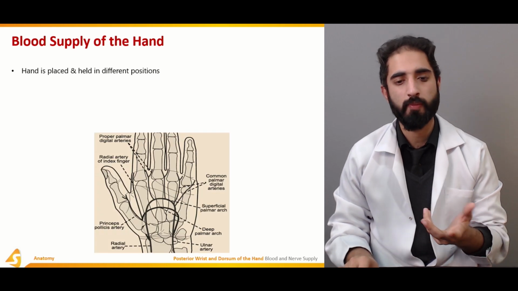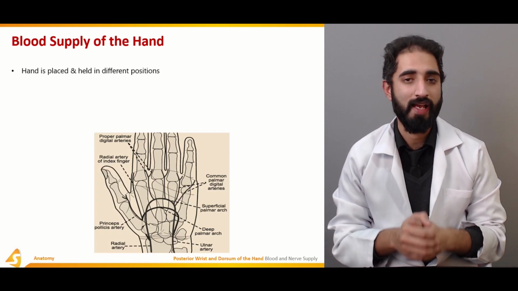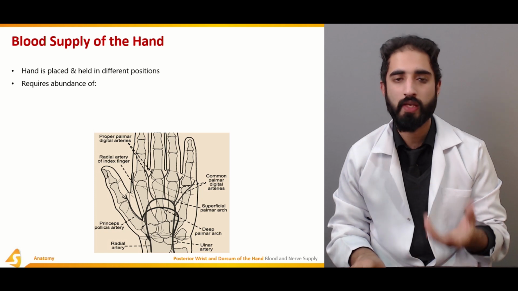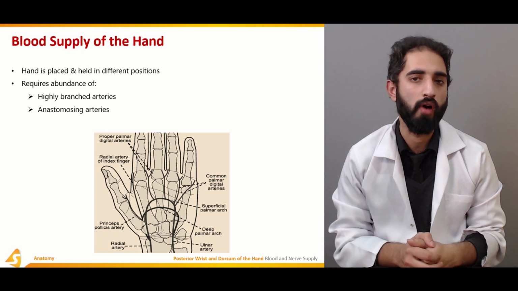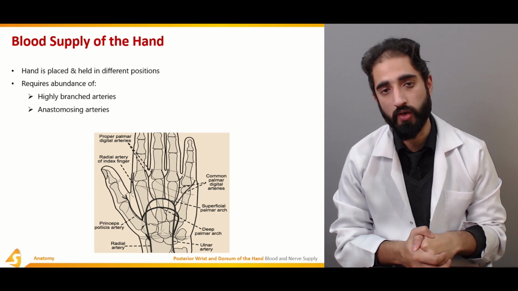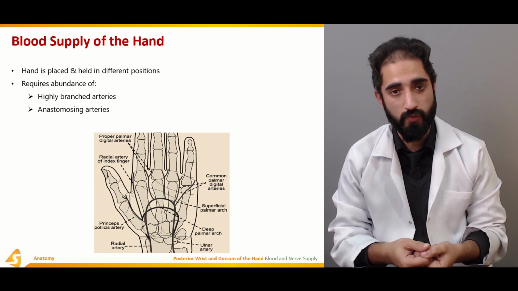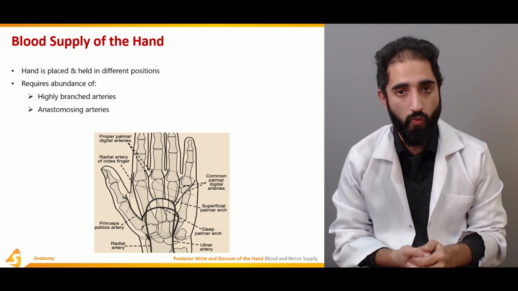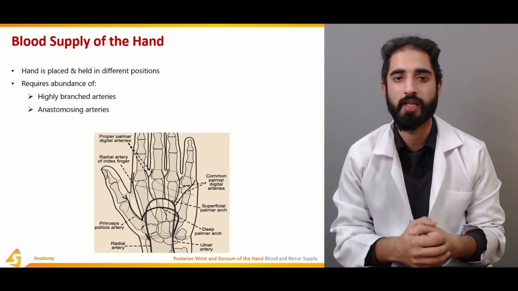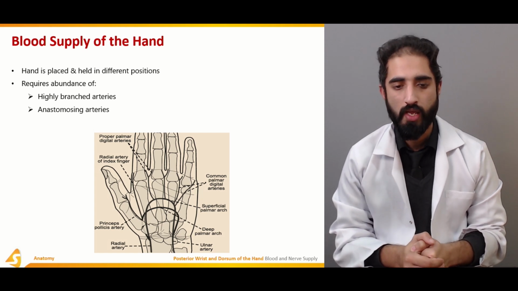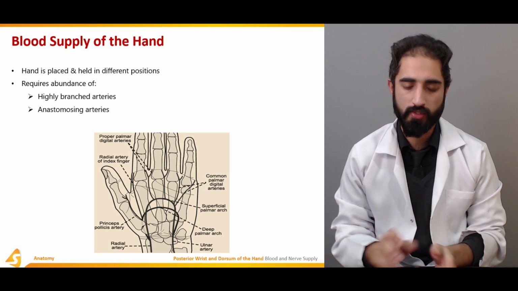Now, talking about the blood supply of the hand, the hand is placed and held in different positions, and thus it requires an abundance of highly branched and anastomosing arteries, because there are a lot of muscular structures as well, and there are also a lot of awkward positions of the hand because of its prehensile and manipulative functions, and thus it requires a rich blood supply.